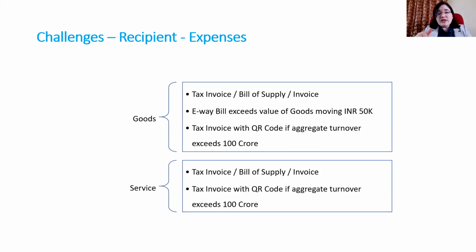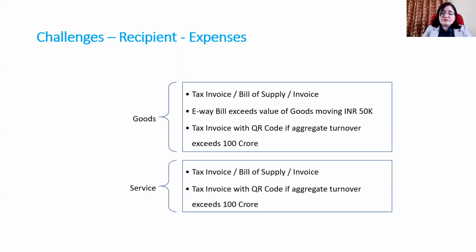Whether I had received the e-way bill if my value of goods is above 50,000 or 1 lakh, whichever is applicable. Whether I had received the tax invoice with QR code if my vendor has exceeded 100 crore. So I have to track which type of vendor I am having and which type of invoice I had received, and whether I had received the e-way bill or not. If I am a recipient of a service, even for the service, I have to track whether I had received the proper tax invoice, proper bill of supply, proper invoice, tax invoice with aggregate turnover above 100 crore, etc.